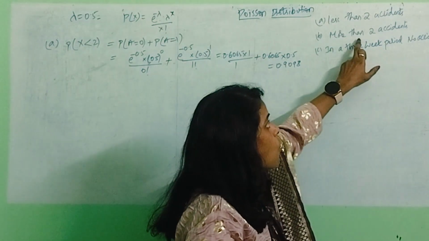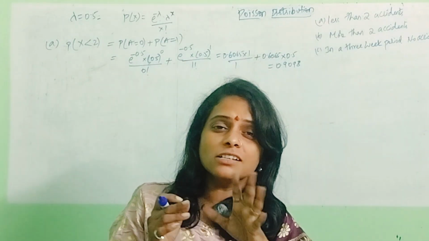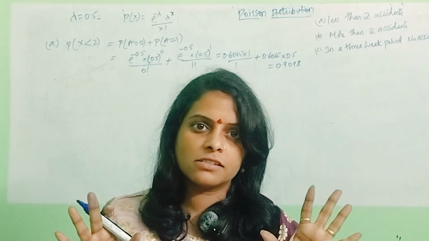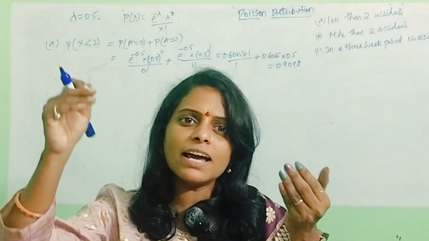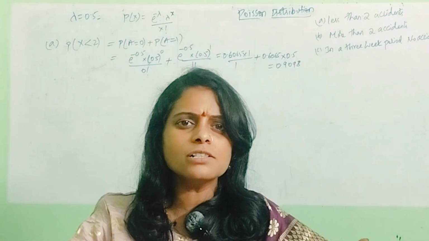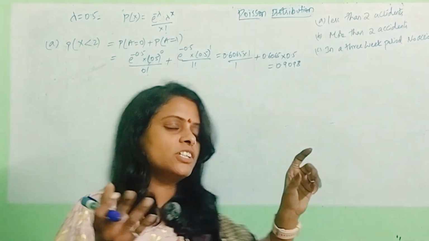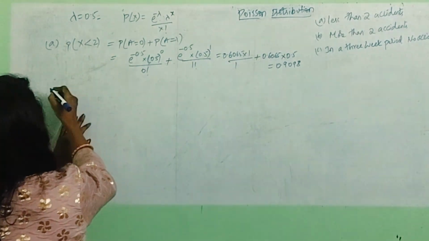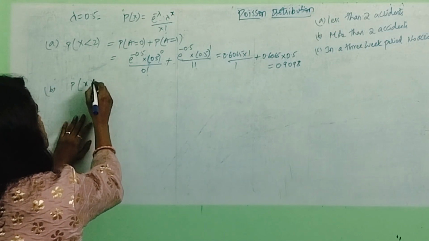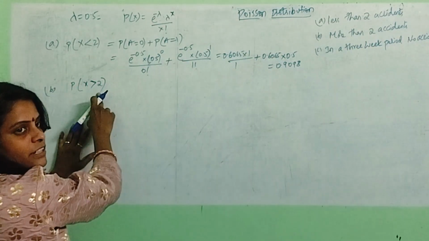Then what's the second question? More than 2 accidents. Let me give you one small explanation regarding this. More than 2 accidents means there can be n number of accidents that we don't know. Till how many values will you write? We cannot, either it is 100, or 200, or else it is infinity. We don't know what the value is there.